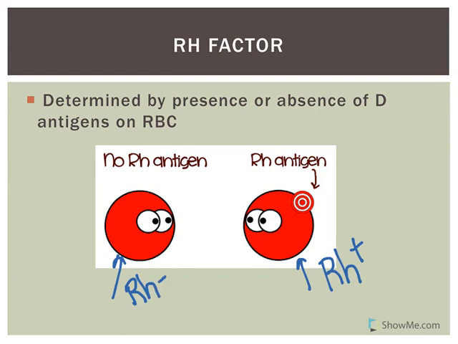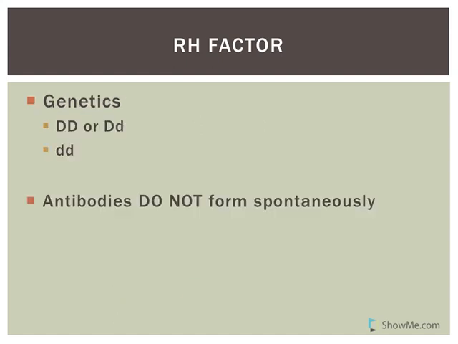Now, the genetics of the Rh blood group is that if you're Rh positive, you have both D alleles, which means you'd be homozygous for the D allele, or you're heterozygous. You have the D antigen or you don't. This is going to be a simple dominant recessive relationship. There's no codominance here.